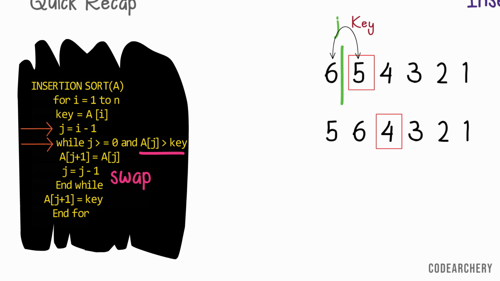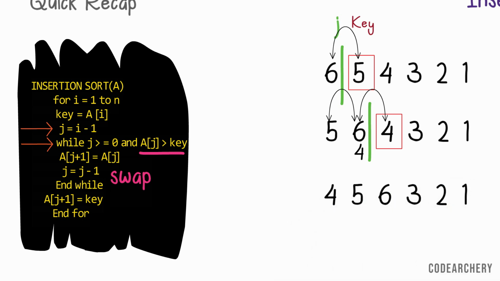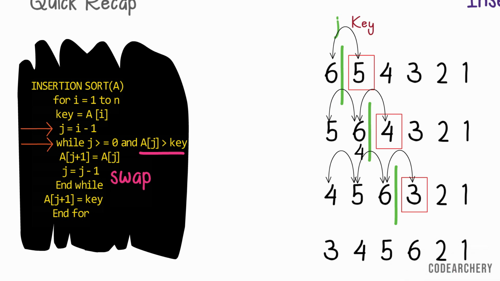Now our key is 4 and we'll compare 4 with its previous element. So 6 is greater than 4, then we do swap. After swapping, again we compare 5 with 4. Since 4 is smaller, again we swap. Again we repeat the same process. Now the key is 3 and we compare and swap 3 with every left element. So we have to perform 3 swappings. Similarly, for key equals 2, we have to do 4 comparisons and swappings.